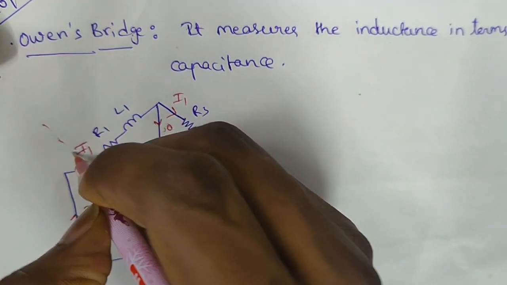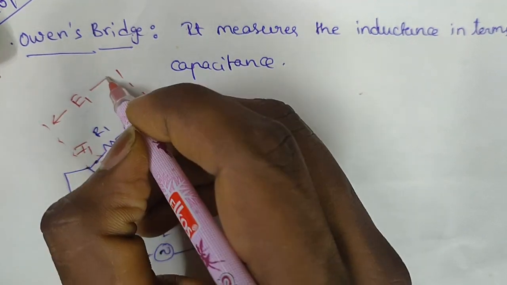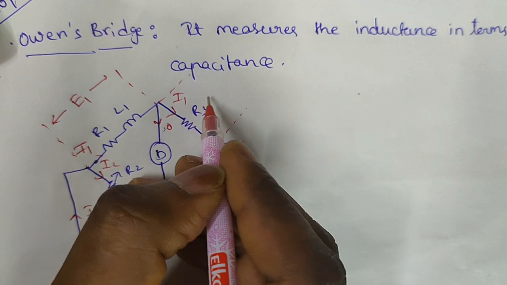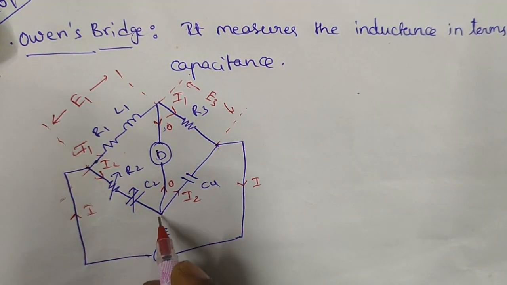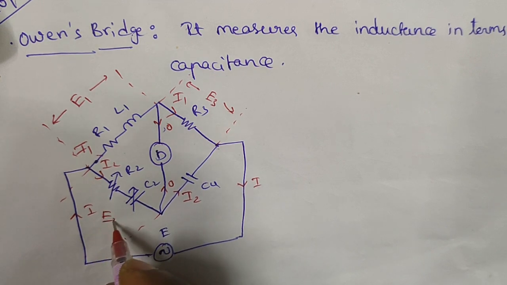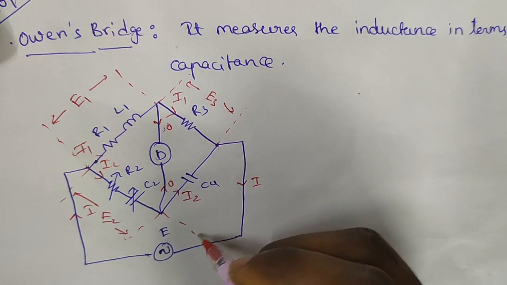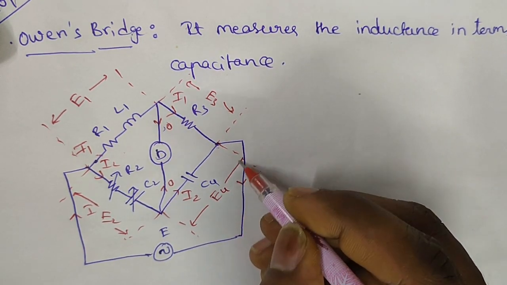Then this will be the E1 and this will be E2, E3 sorry. This voltage will be E2 and this voltage will be E4.